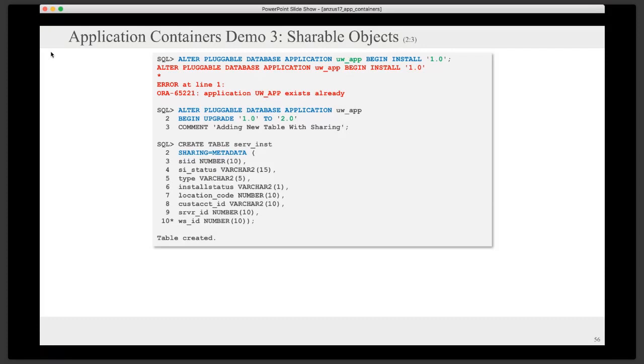I want to make a change. I'm going to have to change the number. I could go to 1.1, I could go to 1.5, but I have to increment the number. So I say, okay, alter my pluggable database UW app, begin an upgrade of my version 1.0 to 2.0, and then I put a comment in there just so I'd know why I did that particular thing. And now that exact same syntax with sharing equals metadata works perfectly.